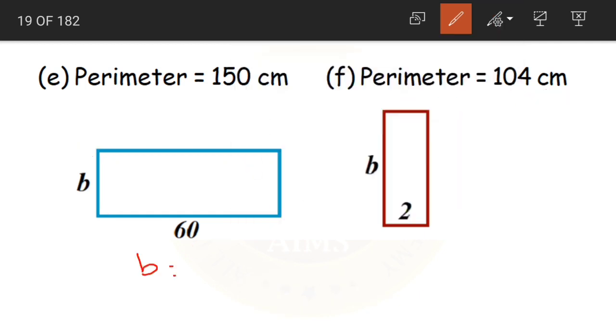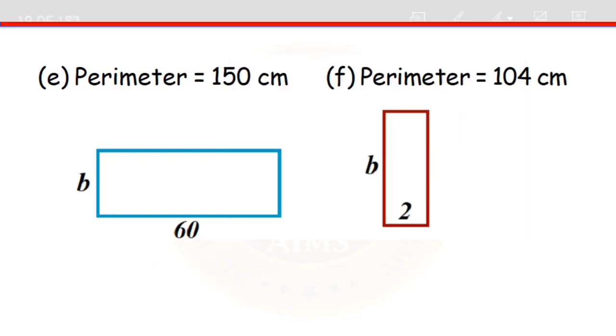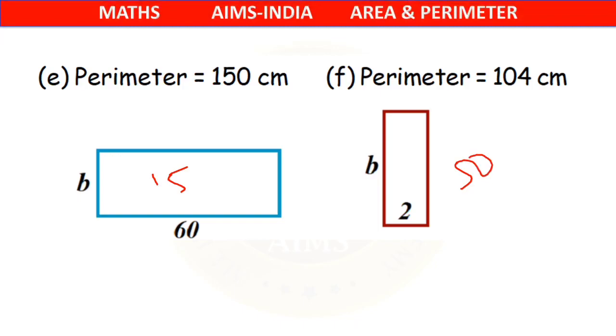Answers for this should be the breadth will be equal to 15 centimeters and for question F the breadth will be equal to 50 centimeters. So try solving on your own and check with these answers. If these are the answers that you've got, that means you have solved the question correctly. Okay children? What are the answers here? 15 centimeters and 50 centimeters.